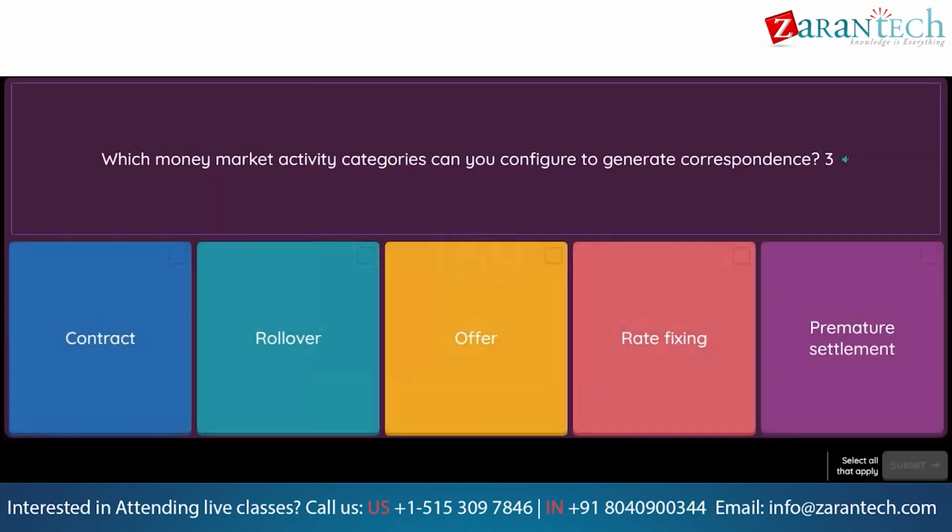Question: which money market activity categories can you configure to generate correspondence? Option 1, contract. Option 2, rollover. Option 3, offer. Option 4, rate fixing. Option 5, premature settlement.